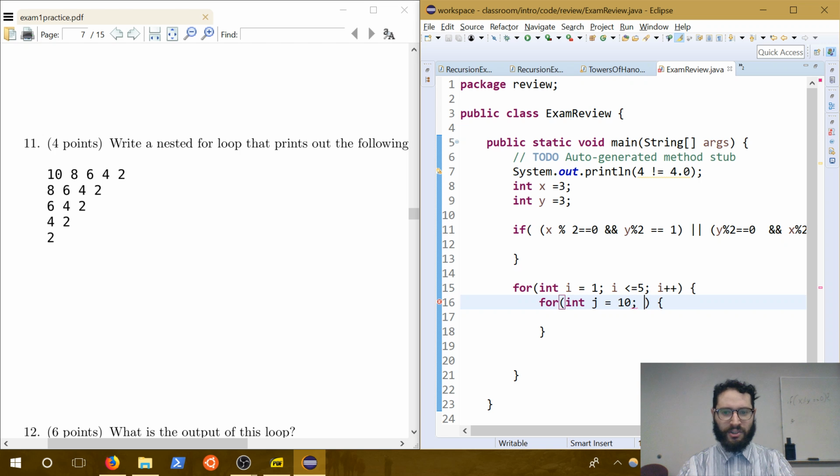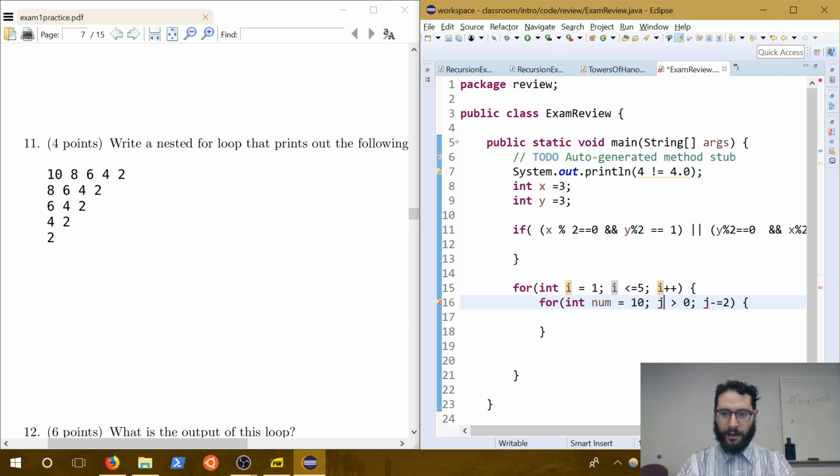All right, so int j is equal to 10. j is greater than, let's say, 0, right? Because we're going down and we're not including 0. And we're subtracting 2 each time. j minus equals 2. Not i minus, that's a common mistake there, right? I'm subtracting i there, so j. So maybe I should give them a better name, right?